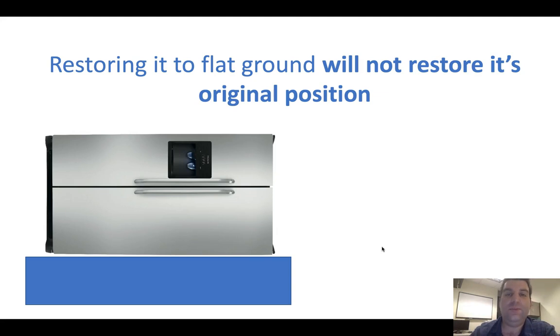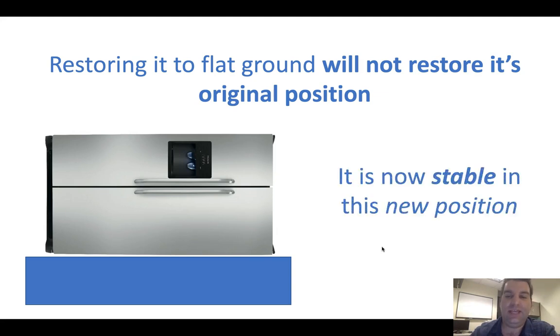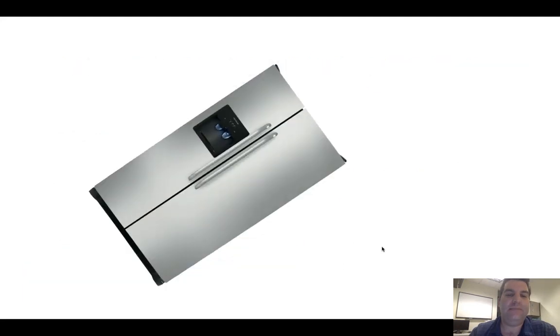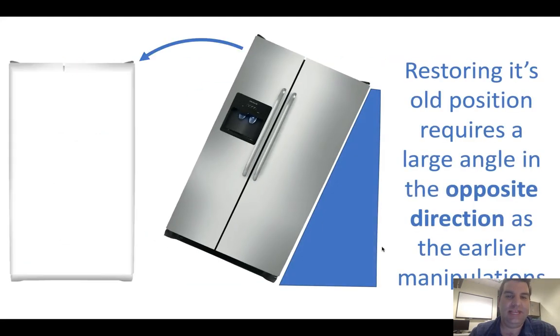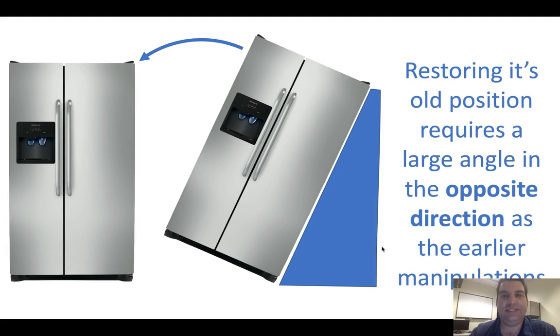And so it's now stable in this new position. If you perturb it a little bit, it'll actually stay in this wrong position. So the only way to get it back into the right position is to actually tilt it at an angle far in the other direction, far more than it's ever been in before, and that will finally allow it to right itself, bringing it back into the old position where it's usable.